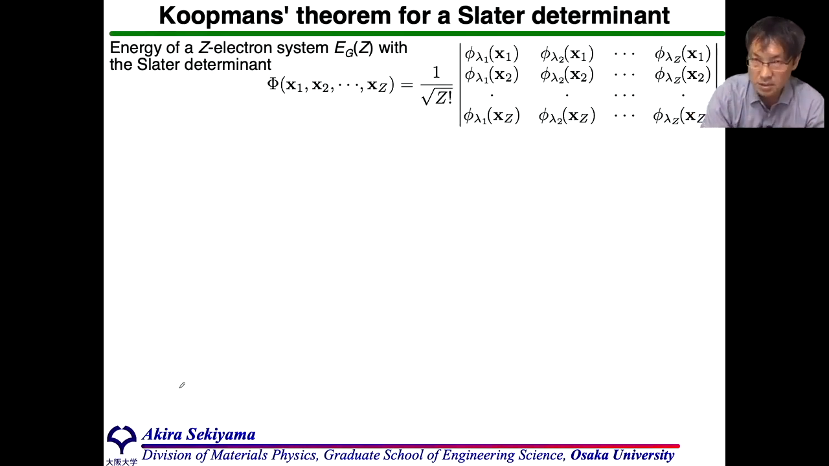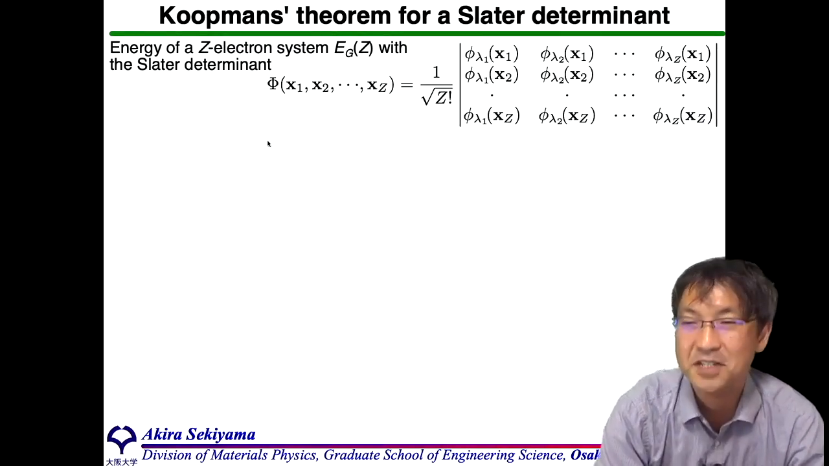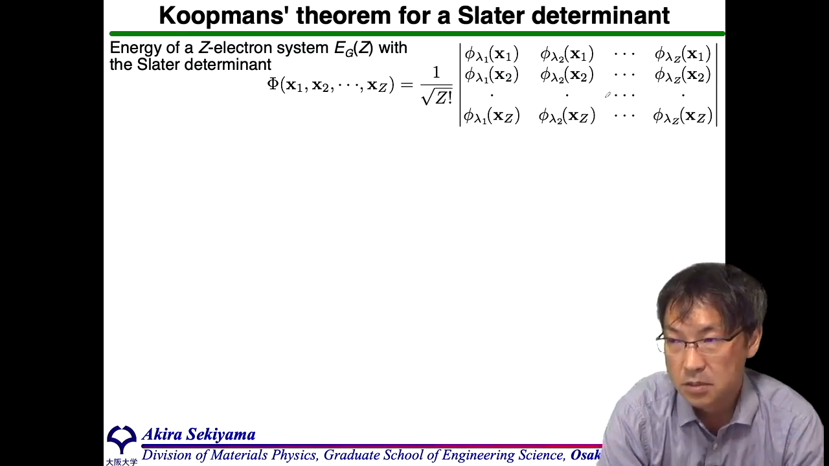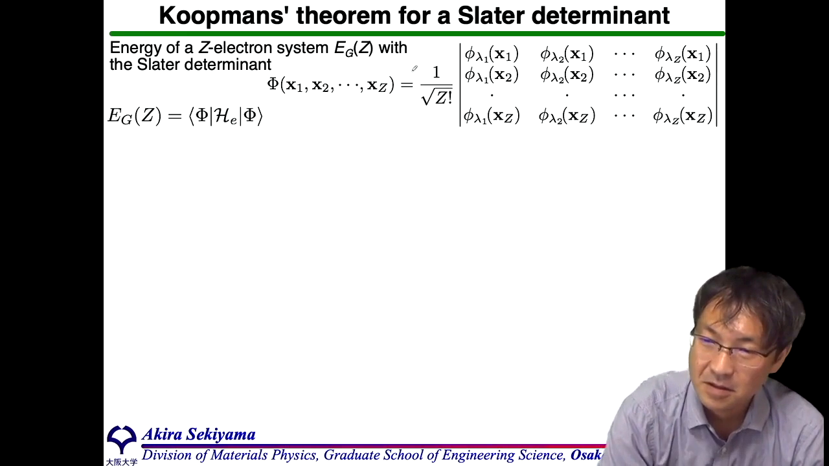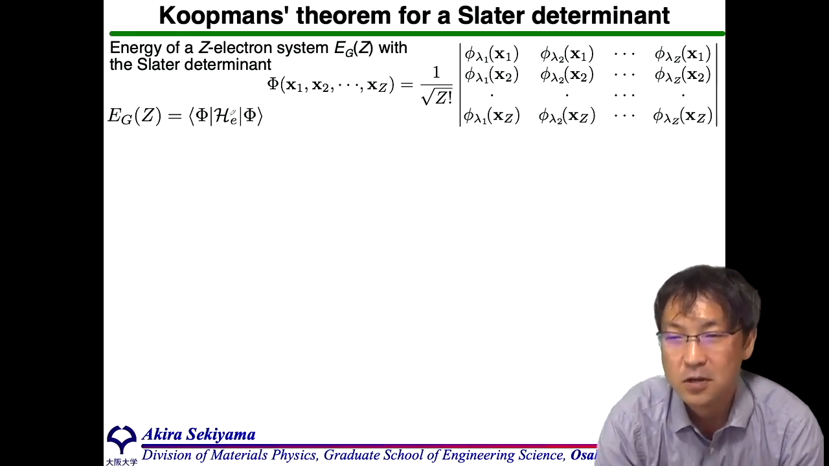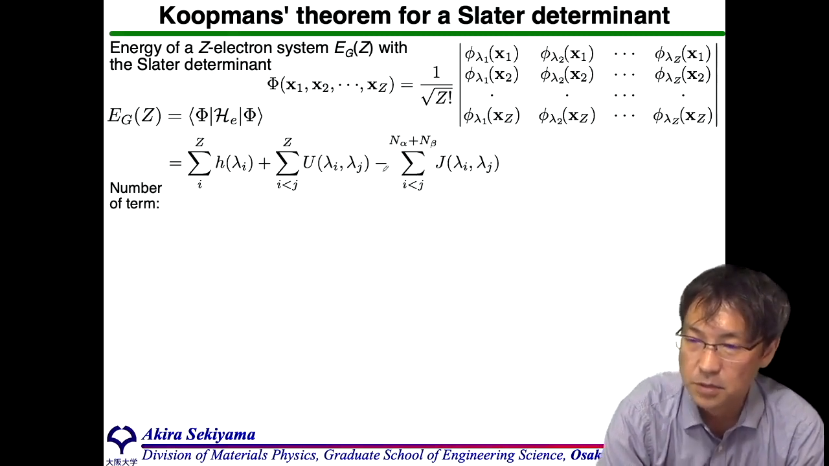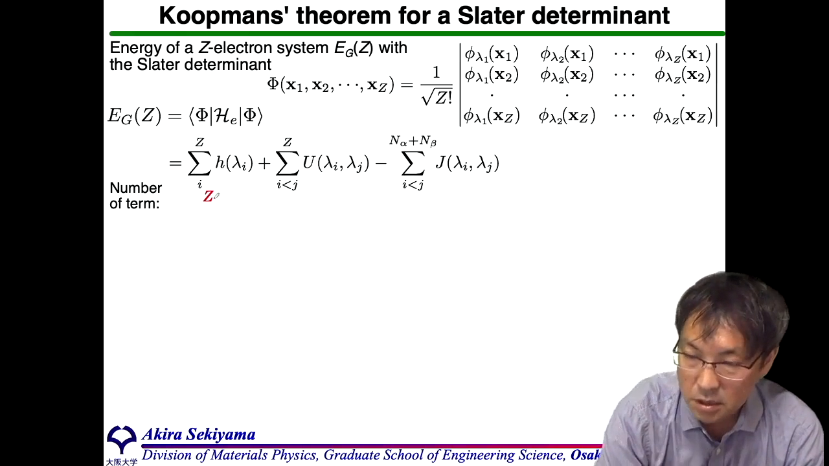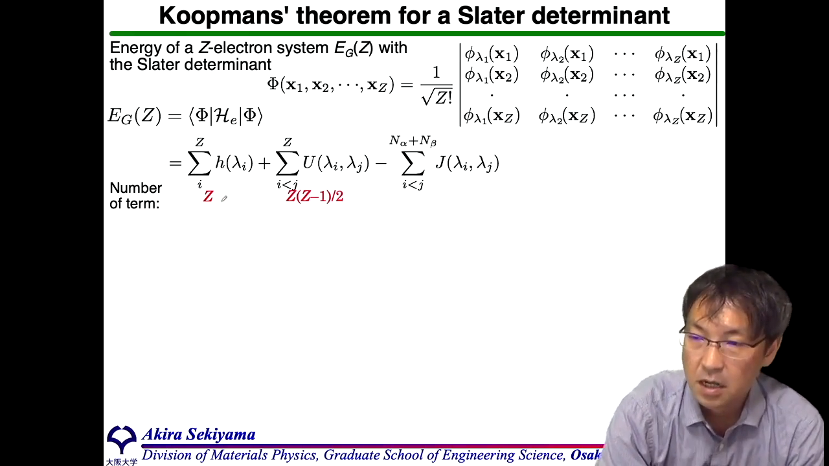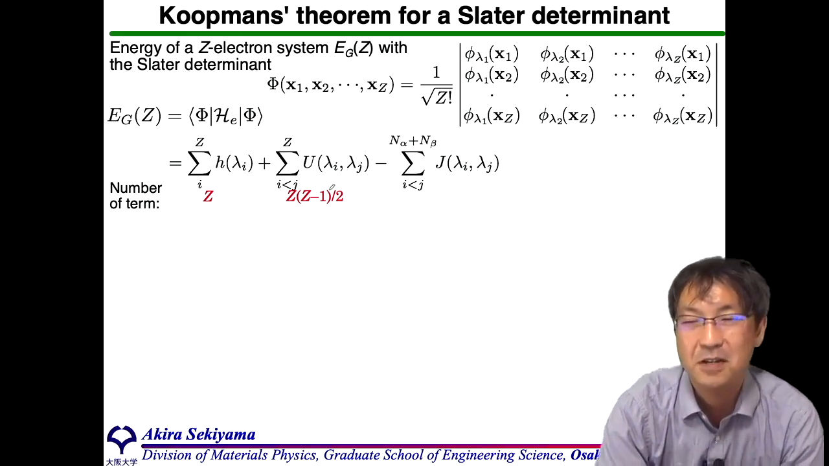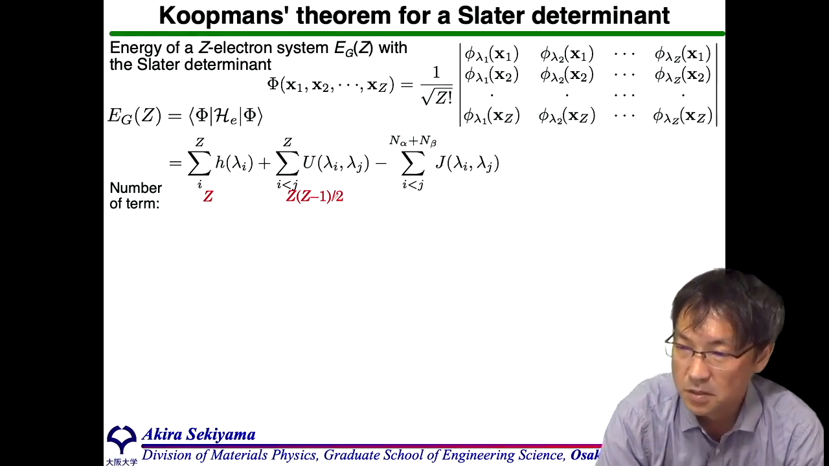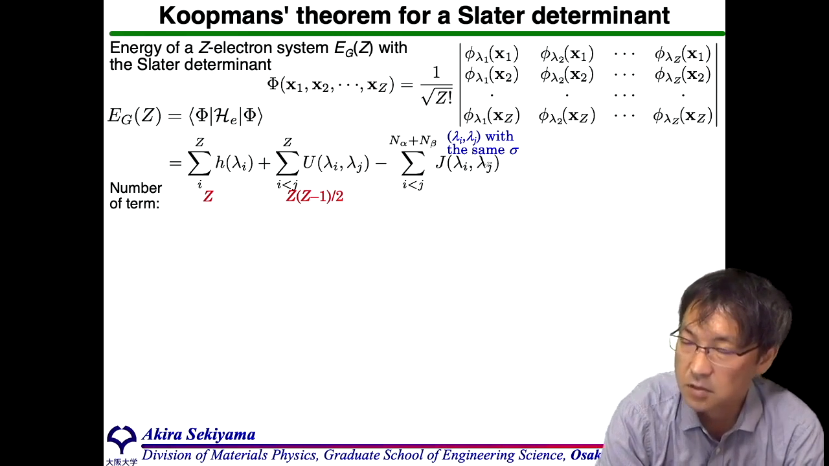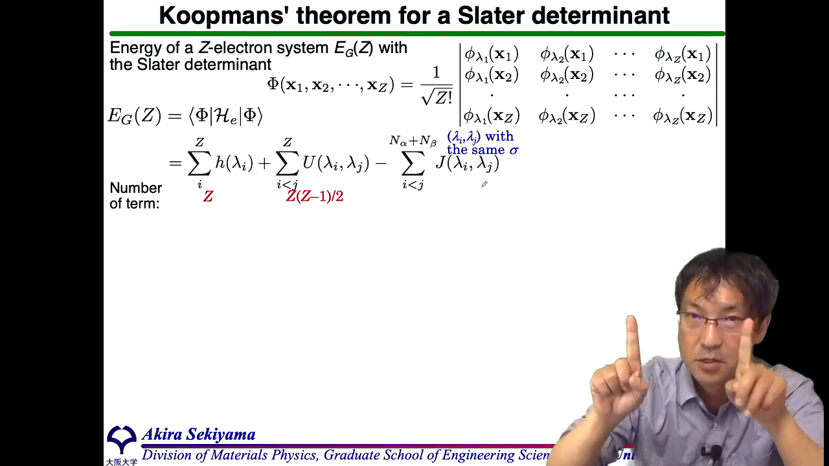Then I expand this concept to Coulomb and exchange integrals in the general Z-electron system. For the Z-electron system, we can describe the wave function like this using the Slater determinant. Then we can calculate the total energy of this state like this. This is 1-electron energy from the kinetic energy and the potential from the nucleus. The number of terms is Z, large Z, and the second term stands for the Coulomb interaction between the electrons, where the number of terms is like this, and the third term stands for the exchange integral, so the combination of the states lambda I and lambda J with the same spin direction, this one or this one.